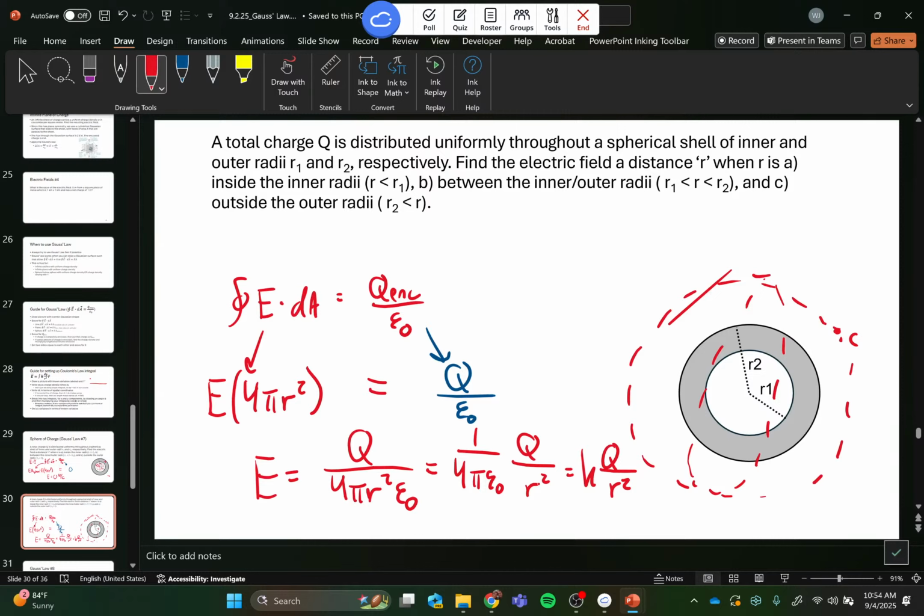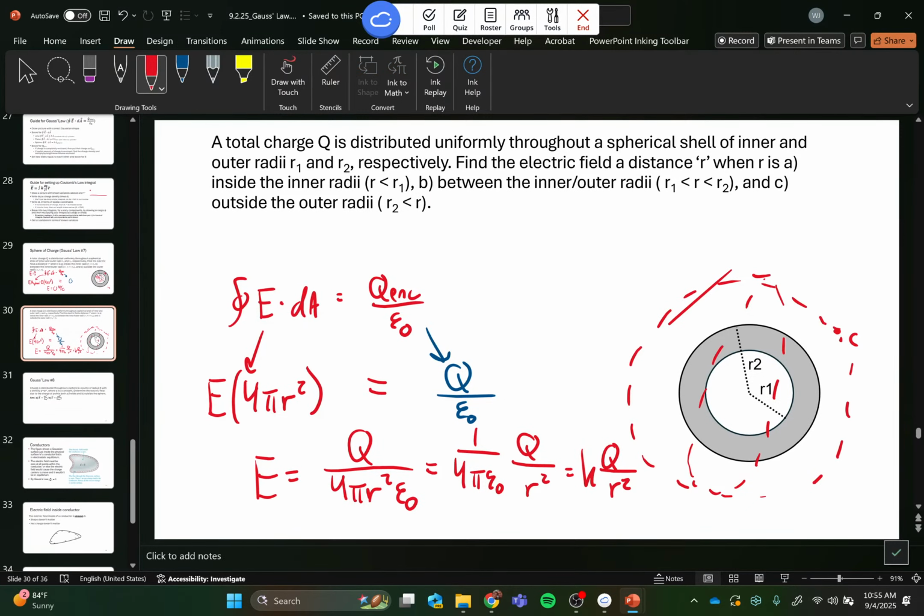So it doesn't matter that the inner radius doesn't contain any charge, you wouldn't have to subtract radii? Not yet. We don't care because all we care about is the charge enclosed, and we've enclosed all the charge. This problem says the total charge is Q, so that's the total charge. Yep, that's a great question. It's just not distributed through the middle.